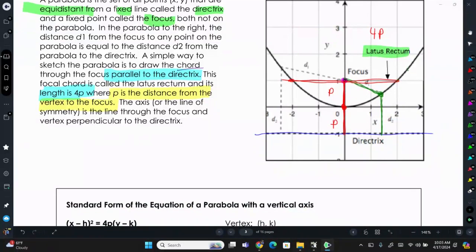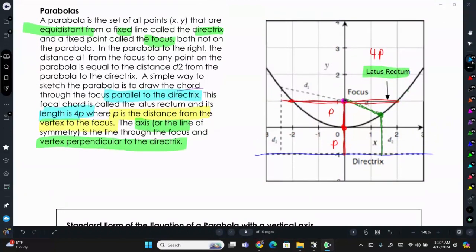Now the axis, we've heard that term before, as the axis of symmetry, or AOS. It is perpendicular to the directrix and goes through the vertex and the focus. So in this example right here, that is your axis.